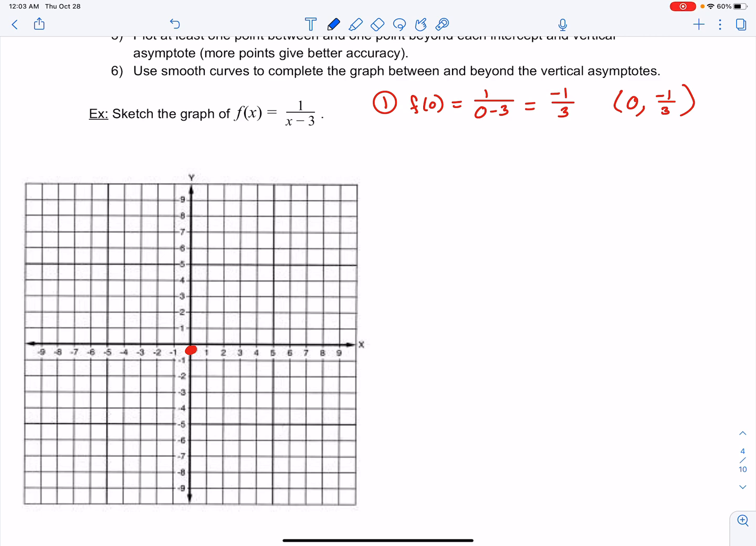Then we're going to find the x-intercepts, if we have any. And to find the x-intercepts, we just need to take the numerator of our function and set it equal to 0. So here we'd have 1 equals 0, which cannot be true, which means we have no x-intercepts. After that, we want to look for vertical asymptotes, if we have any. So we take the denominator of our function, set it equal to 0. So x minus 3 equals 0. Means that x equals 3 is a vertical asymptote.